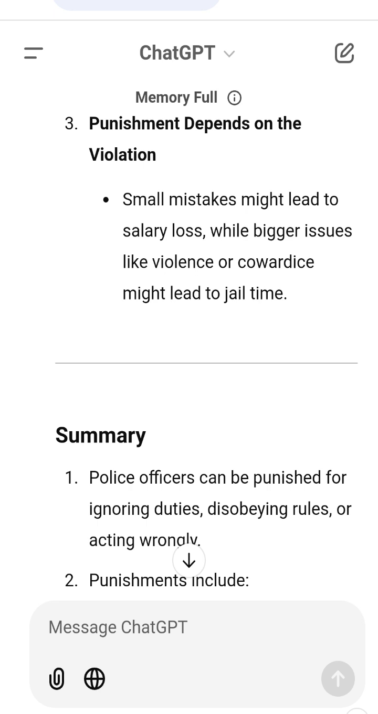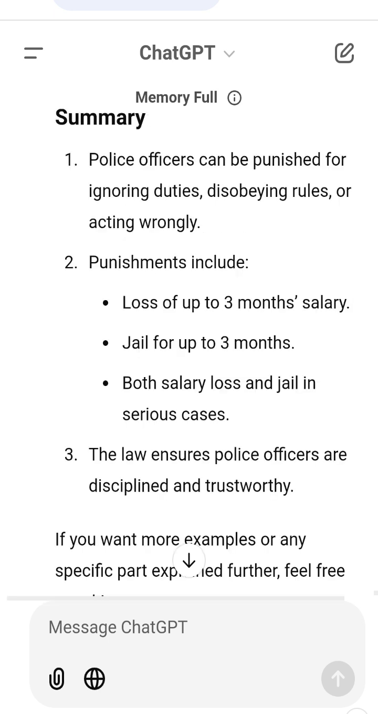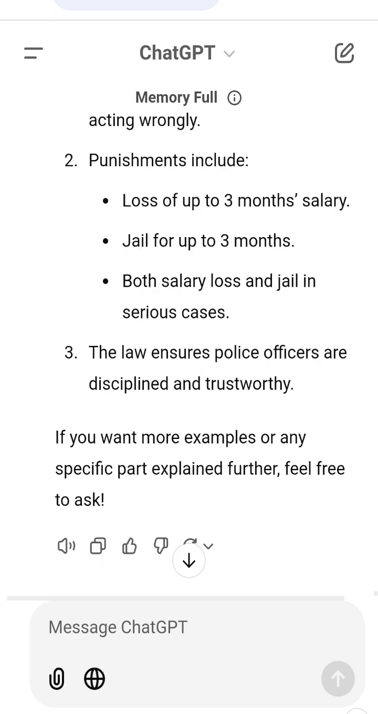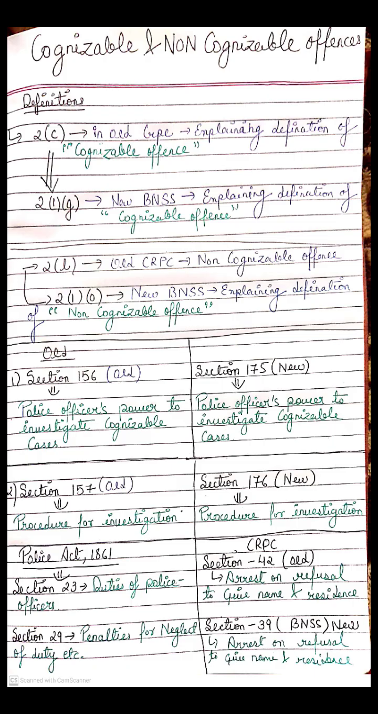Summary. 1. Police officers can be punished for ignoring duties, disobeying rules or acting wrongly. 2. Punishments include loss of up to 3 months' salary, jail for up to 3 months, or both salary loss and jail in serious cases. 3. The law ensures police officers are disciplined and trustworthy.